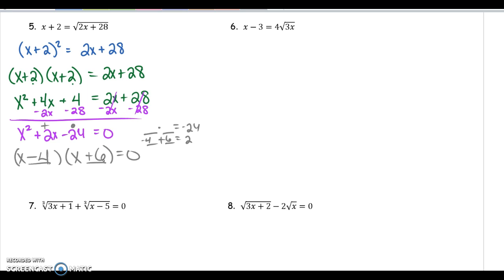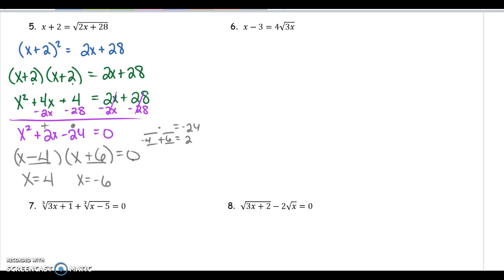Multiply these things together, the answer is 0. Now we need to figure out what x values would make each of those parentheses equal to 0. If the factor is x minus 4, the solution is positive 4. If the factor is x plus 6, the solution is negative 6. For those of you listening on the video, that's because 4 minus 4 would give you 0. Negative 6 plus 6 would give you 0. You're looking for the x value that would make each set of parentheses equal to 0.